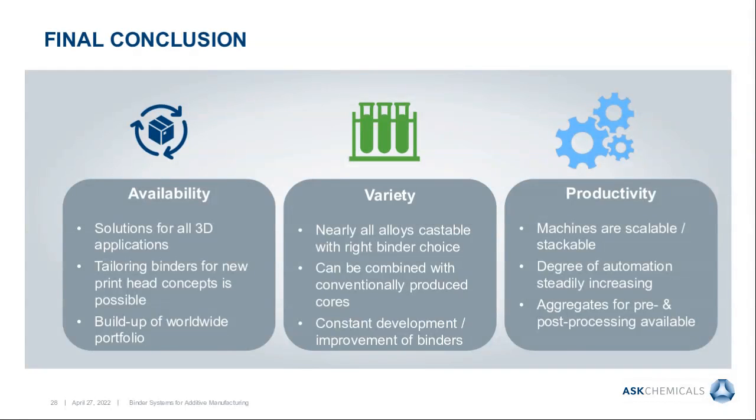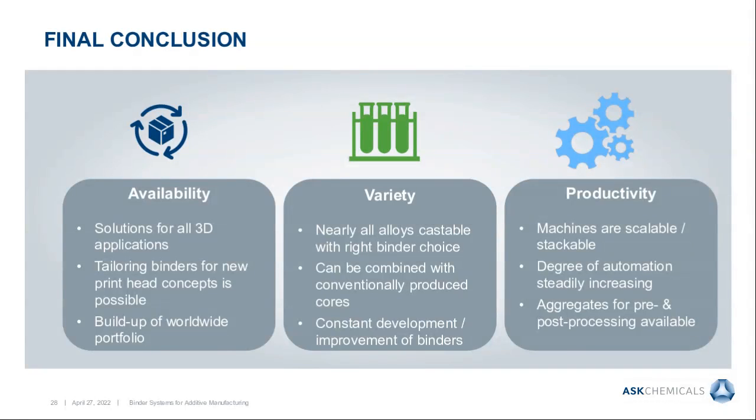And one aspect we are focusing on is building up a worldwide portfolio. So it doesn't matter where you print your parts, you always obtain the same quality product for printing in each region. In terms of variety, the printed cores can cover a very large alloy range. And as already mentioned in the beginning, they can be combined with conventionally produced cores.